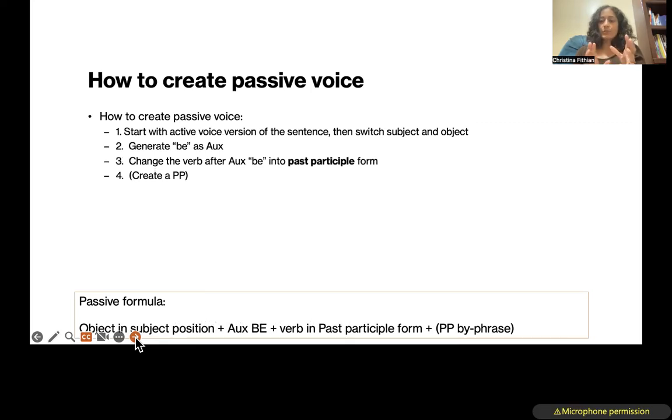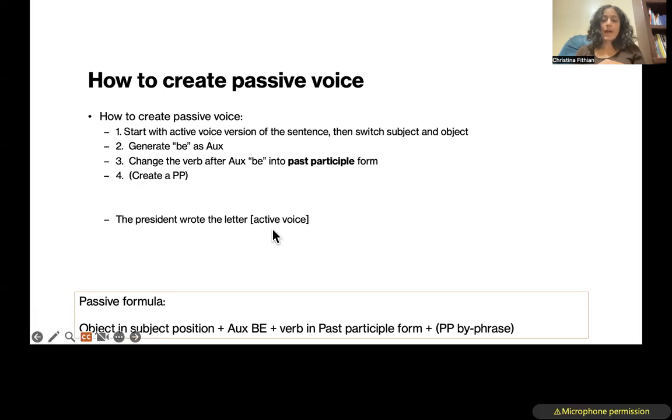And here are some steps for how we would create the passive voice. First, we'll start with the active voice version of the sentence, and then we're going to switch the subject and object. We're going to generate be as an auxiliary, then change the verb after the auxiliary be into past participle form, and then we may or may not create a prepositional phrase. So our example sentence here is: the president wrote the letter.